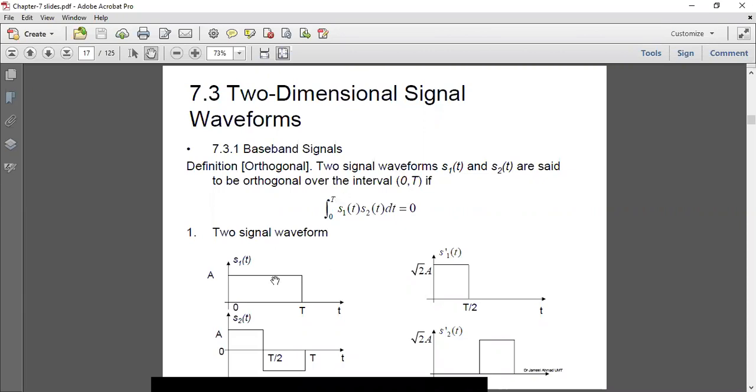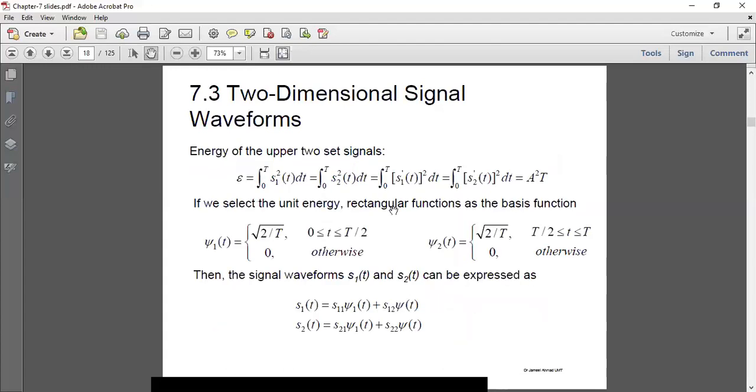So two signal waveforms S1, S2 are represented like this. As you can see, these signals are orthogonal. Similarly, this set of signals is also orthogonal. And we can find the energy in the signal by taking the integration of the square of the signal, S1 square or S2 square. This energy comes out to be A square T. You can put the value of S1 and integrate it from 0 to T, and you will get this energy.